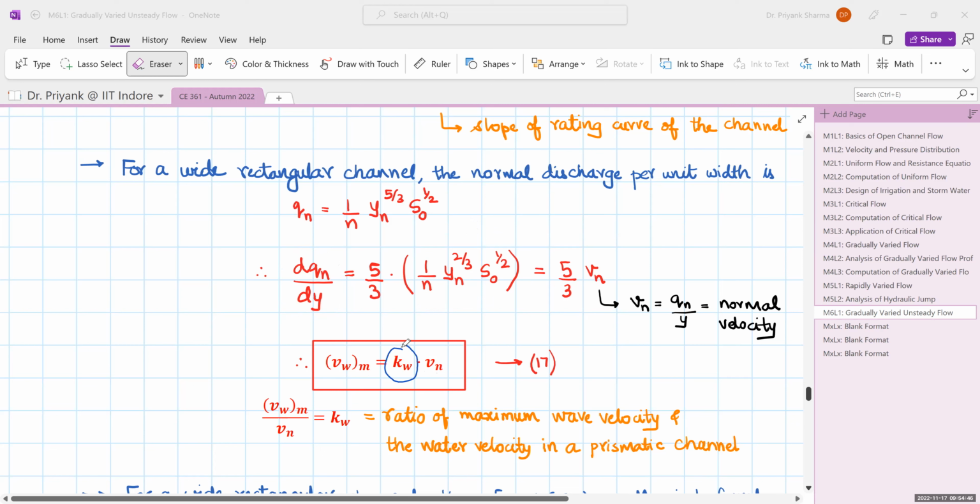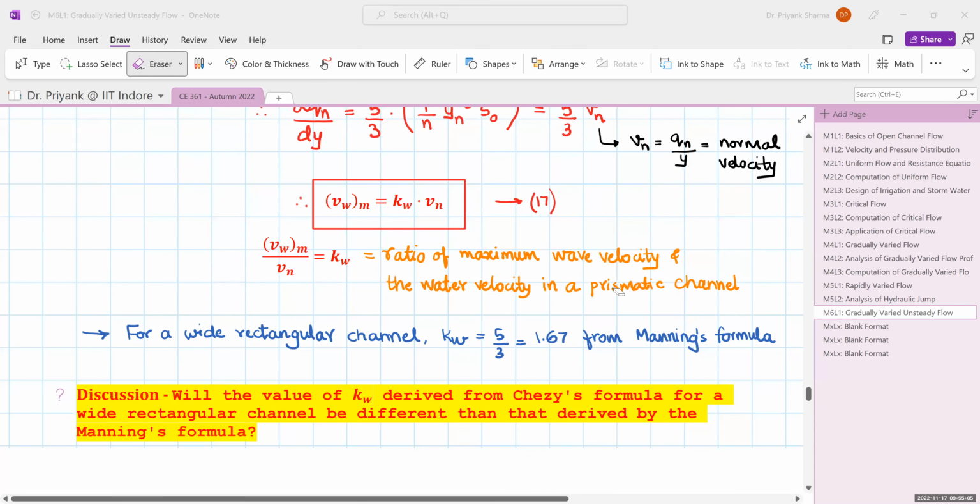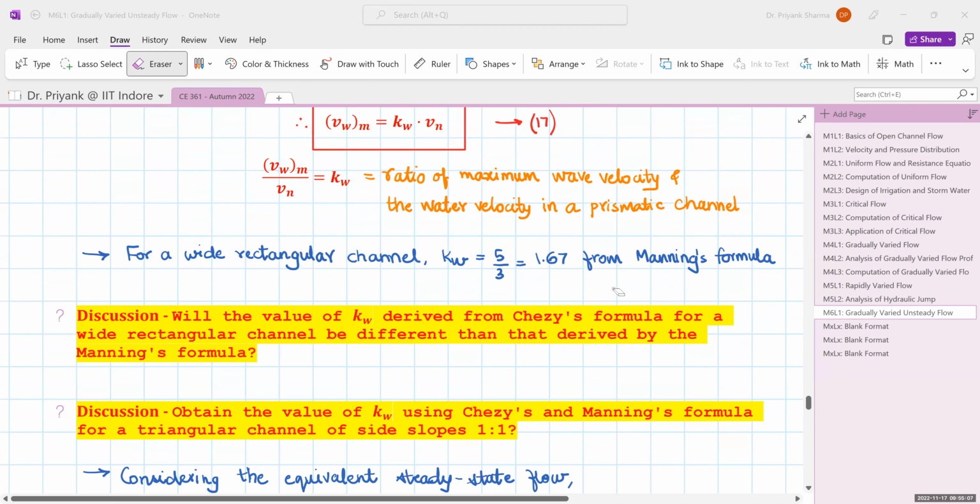So this K_w is a constant, called the ratio of maximum wave velocity to the water velocity in a prismatic channel. For a wide rectangular channel, if you want to compute this ratio K_w, that ratio will be 5 by 3. So for different channel sections, you can get this ratio. So for Manning's equation, you got this.